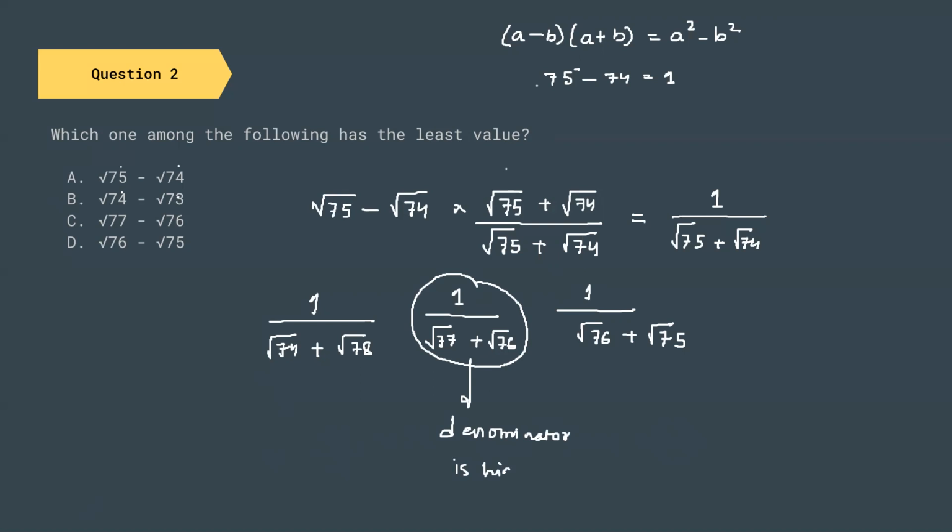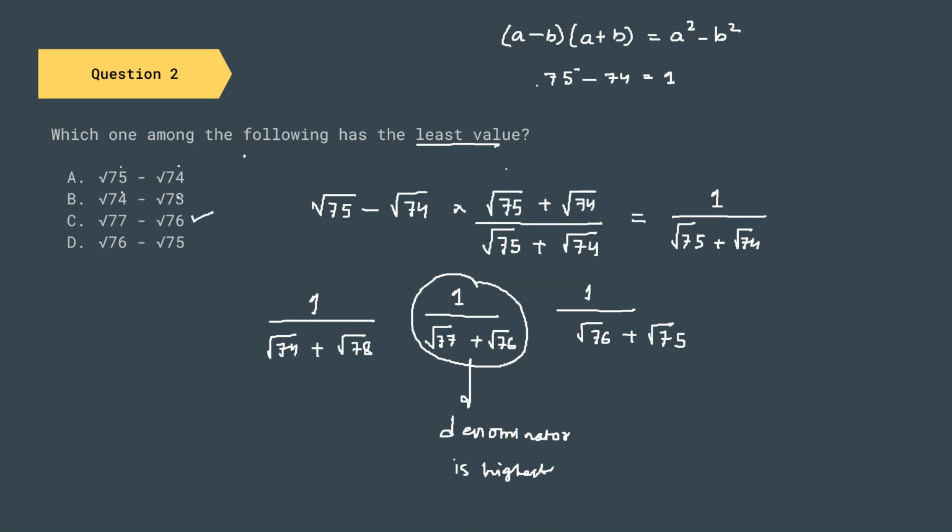Denominator is highest. All the other terms have the same numerator. Only for option number C, we have the highest denominator. And we know that the number having the greatest denominator is the smallest. So the correct option for this least value question is option number C.